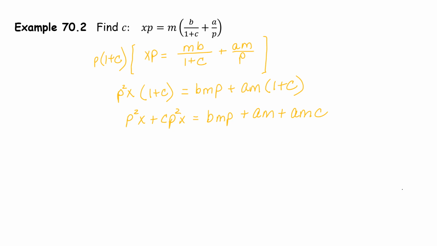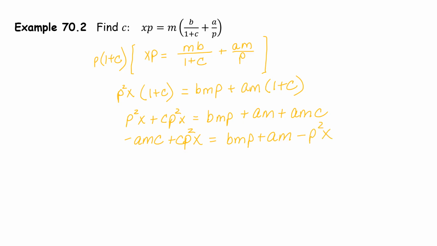And what we have to do now is, since we're trying to solve for c, we have to get every single thing that has a c in it on one side of the equation and everything else on the other side. So I'm going to subtract amc on both sides to get the c's all on the left. And then I'm going to subtract p squared x so that everything else is on the right. So I'm going to have minus amc on the left plus cp squared x, moving the p squared x to the right, I'm going to have bmp plus am minus p squared x.